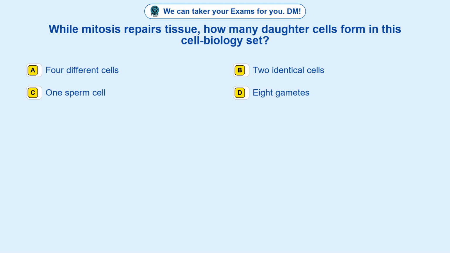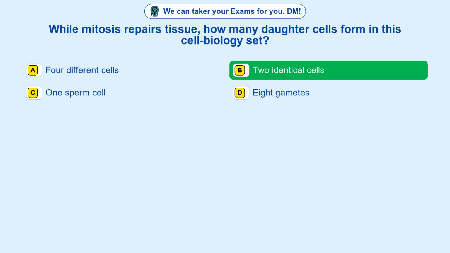Question 24. While mitosis repairs tissue, how many daughter cells form in this cell biology set? Option A, 4 different cells. Option B, 2 identical cells. Option C, 1 sperm cell. Option D, 8 gametes. The correct answer is option B, 2 identical cells.